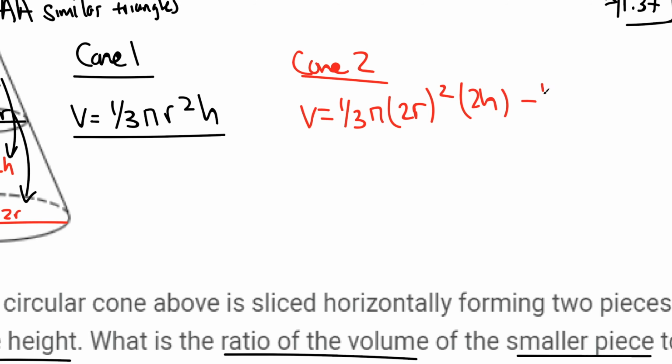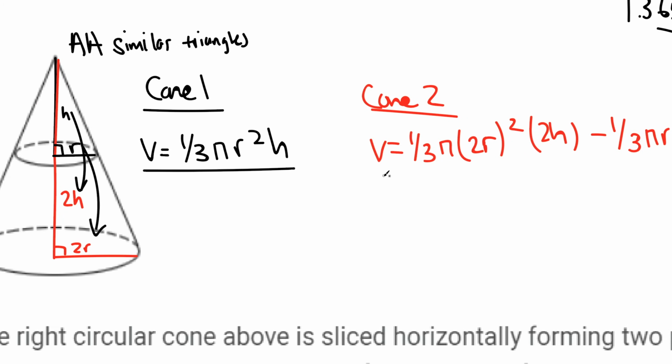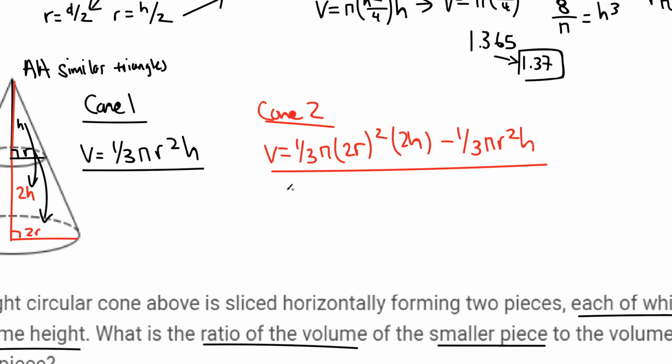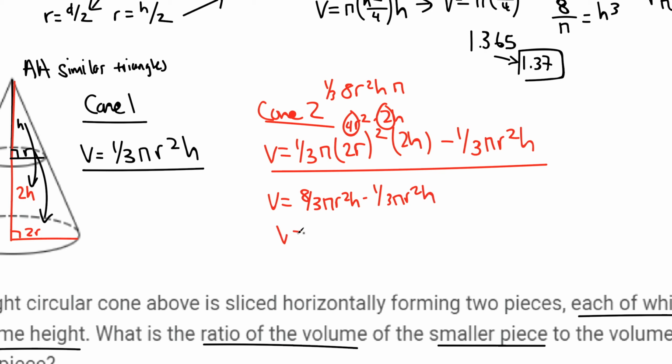Now, one thing we're missing is subtracting the original volume, because the top cone is not included in the volume calculation for the bottom part, so that's why we're subtracting it. Okay, so let's keep on solving this one. V is equal to 2 squared, 4, r squared, times 2h. So you could just multiply the constants. That's going to be 8r squared h pi times 1/3, otherwise known as 8/3 pi r squared h minus 1/3 pi r squared h. And that's just going to leave us with 7/3 pi r squared h.